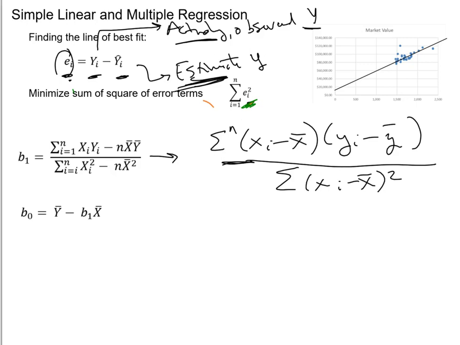In your numerator, what are you doing? Same thing as what you're doing over here. This is just a different way to write that out. You're multiplying two different things together. You're adding up a bunch of things. You're adding up a bunch of products. And this first term, what do you have? You've got your x value minus x bar.